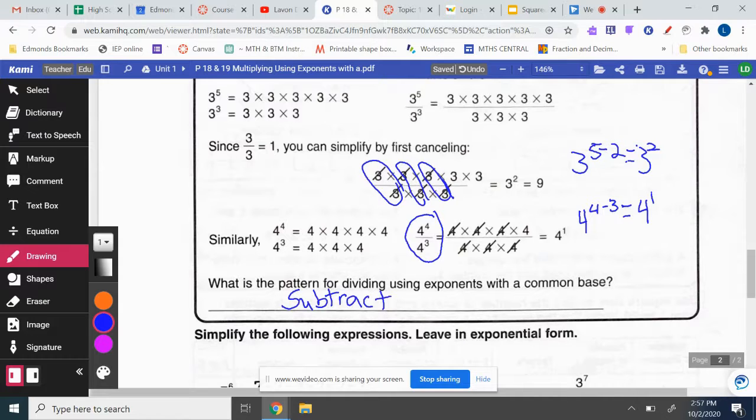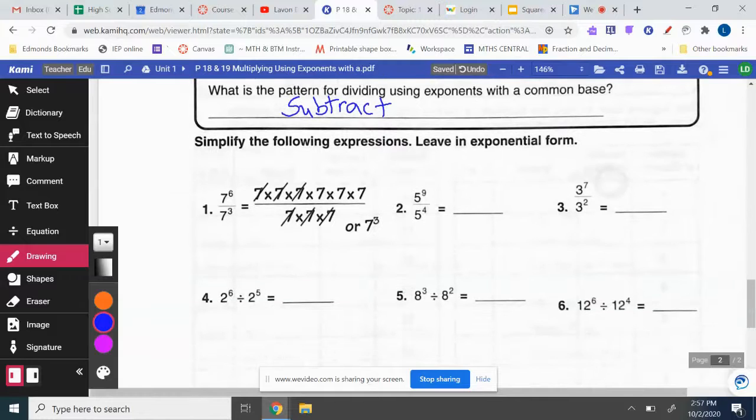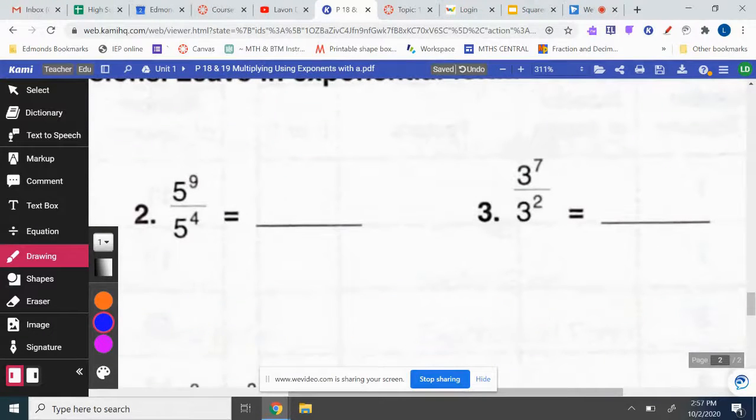Allow yourself to take a breath and keep it very simple. Multiplying we add, division we subtract. So let's take a look at this one. I have the same base, so I'm putting that down. Now I'm going to go 7 minus 2, and that's going to give me 5.